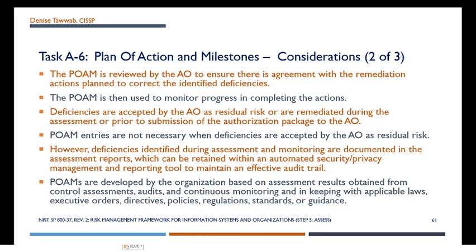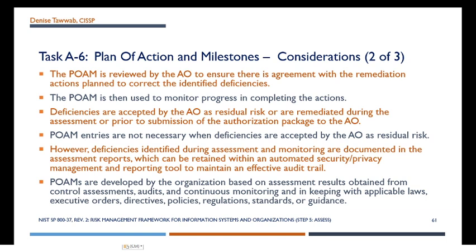The POAM is reviewed by the authorizing official to ensure that there is agreement with the remediation actions planned to correct the identified deficiencies. The POAM is then used to monitor progress in completing the actions. Deficiencies are accepted by the authorizing official as residual risk, or they are remediated during the assessment or prior to submission of the authorization package to the authorizing official. So if there are deficiencies, the authorizing official either accepts those deficiencies as residual risk, or the deficiencies are remediated during the assessment or prior to submission of the authorization package to the authorizing official.